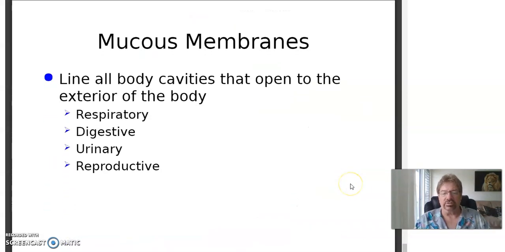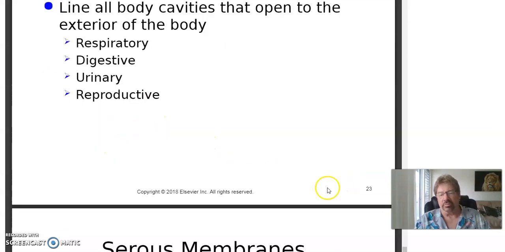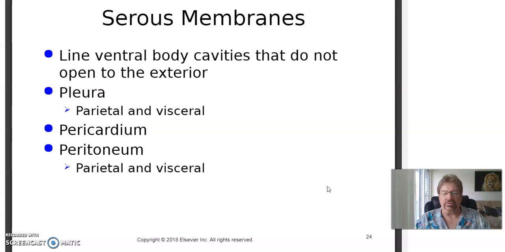Mucous membranes line all body cavities open to the exterior of the body: respiratory, digestive, urinary, reproductive. Serous membranes line ventral body cavities that do not open to the exterior. Ventral. The pleura, parietal and visceral.